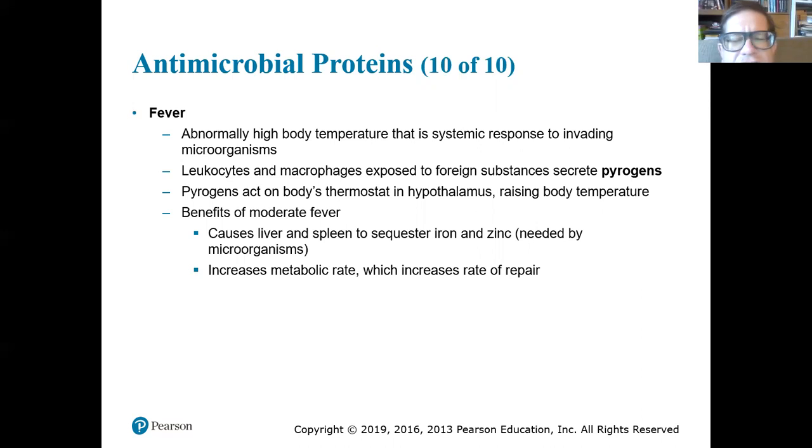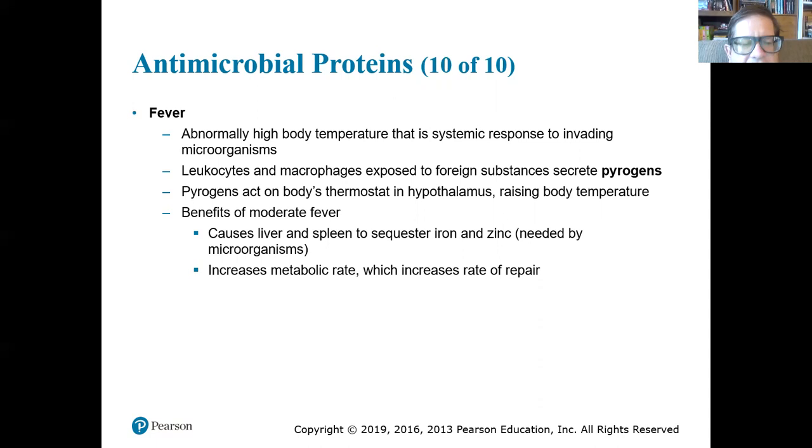Leukocytes and macrophages are exposed to foreign substances, and as a response they create pyrogens: pyro, like fire, gen, to generate. When they find the bad thing, they signal, oh, we need a fever to help control this, and they release chemicals that call for fire, chemicals that call for fever. The pyrogens affect the hypothalamus and raise the body temperature.